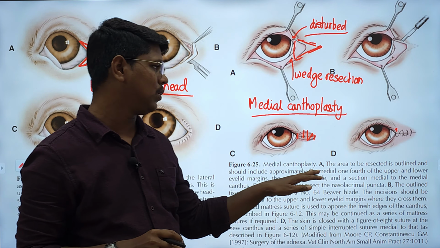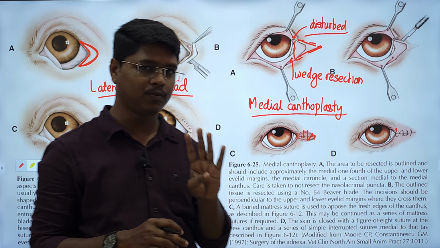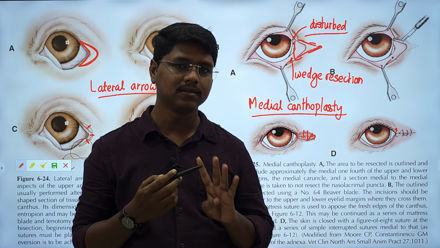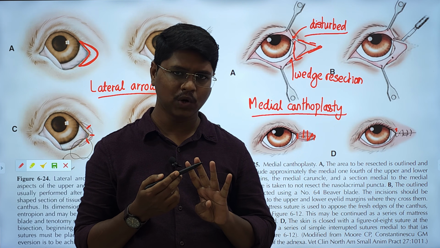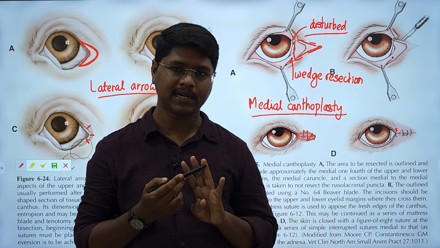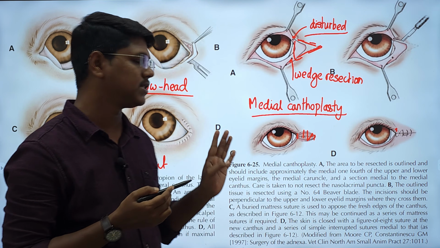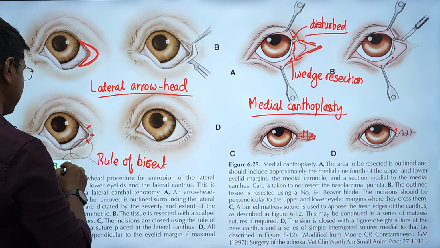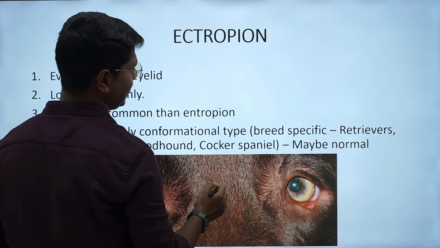So you have understood four techniques. First one is tacking, second one is the Hotz-Celsus procedure, third one is the lateral arrowhead procedure, and fourth one is the medial canthoplasty. So these are the techniques for correction of entropion.